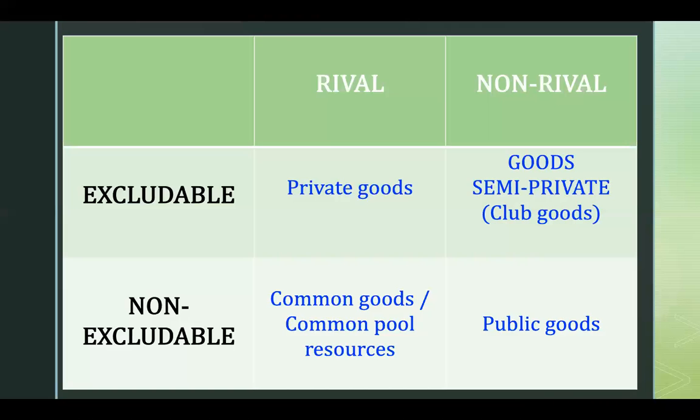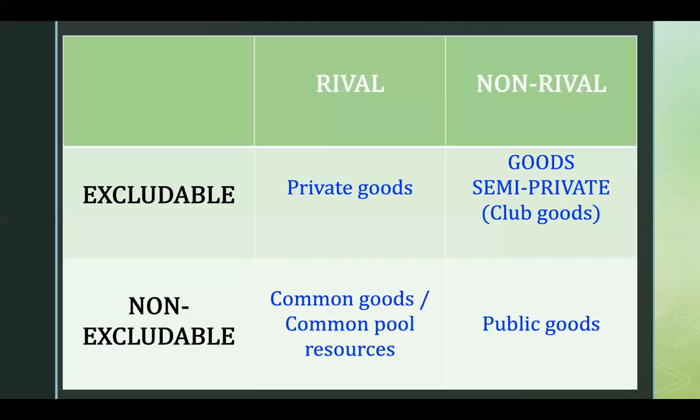All right, the club goods or semi-private goods are excludable, right, and non-rival. This type of goods often requires a membership payment in order to enjoy the benefits of the goods. Non-payers can be prevented from access to the goods. For example, cable television or maybe tolls. It requires a monthly fee, but is non-rival after payment, right?